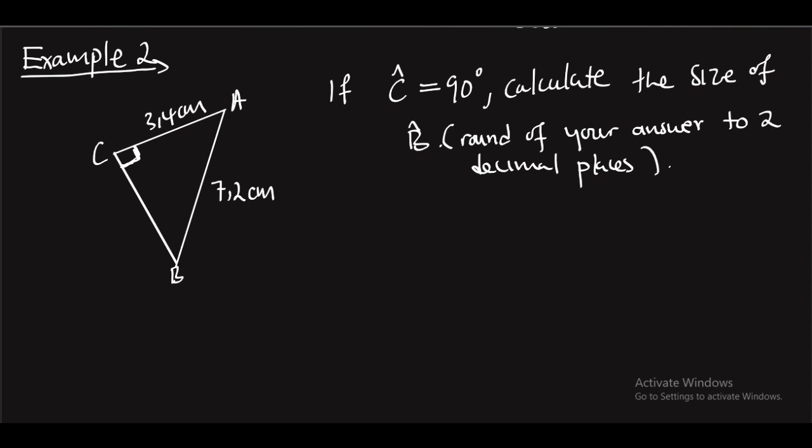If the 90 degrees is here, then for us to calculate angle B, we look at angle B. Where is angle B? Angle B is here. Now we can see that AC is opposite to angle B, and AB is the hypotenuse to angle B. So here's what we do.